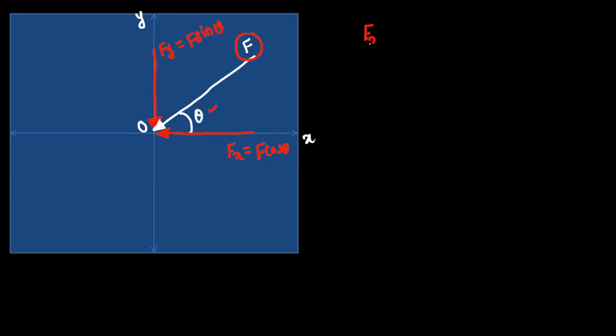Now write the fx. So fx is towards the negative x-axis. Okay, so it is minus f cos theta, and fy is towards the negative y-axis, so it is minus f sin theta. Okay, so both these components are negative. That means actually this force must be in the third quadrant. Okay, so we can show the force in the third quadrant like this.